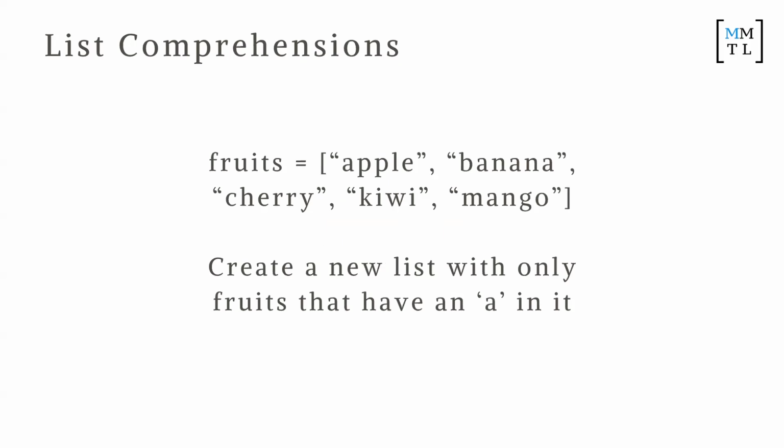All right. Now there's some really cool stuff that you can do in Python here, which is list comprehensions. So say we have a list of fruits: apple, banana, cherry, kiwi, mango. This is a list of strings, and we want to create a new list with only fruits that have an A in it. So I want you to spend some time seeing what that actually looks like. It should just be a few lines of code, but see if you can write code that can do this.